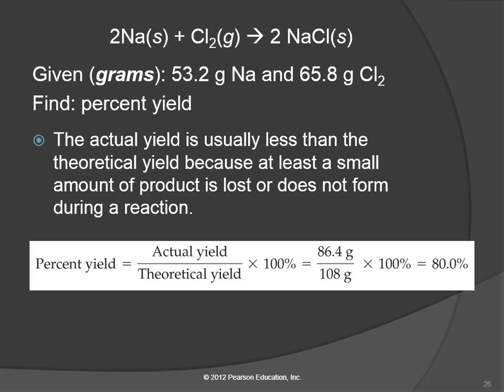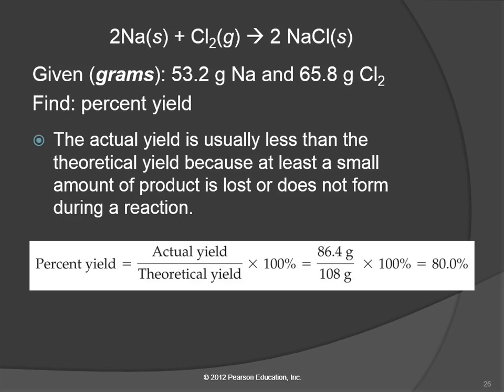We mentioned actual yield, talking about pancakes. The actual yield is usually less than the theoretical yield. 2 main reasons. Small amount of product can be lost, or it may not form completely during a reaction. Not all reactions go to completion.